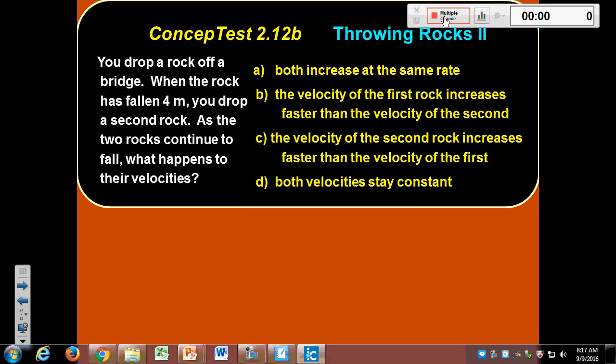You drop a rock off a bridge. When it's fallen 4 meters, you drop a second rock. What happens to their velocities? I drop a rock. A few seconds later, I drop a second rock. What happens to their velocities?